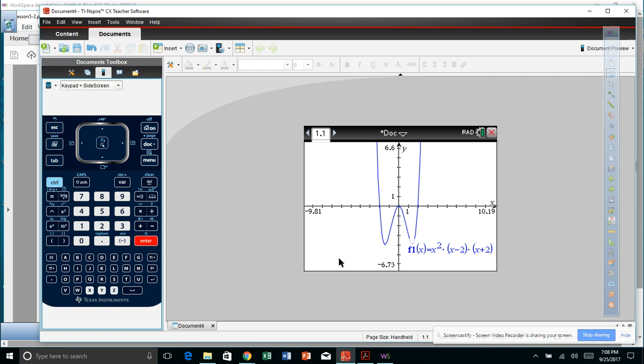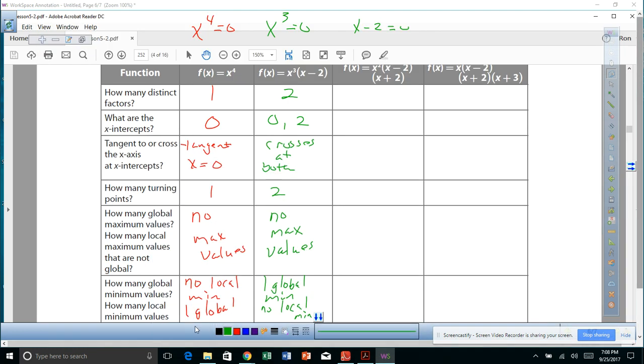Okay, what do we got here? Look at that. That looks pretty cool. Okay, so time for a new color here. Let's try new color. So we have how many distinct factors? We have x squared, we have x minus 2, and we have x plus 2. Okay, and you can set those equal to 0 if you want. So what happens here? We have 3 distinct factors.